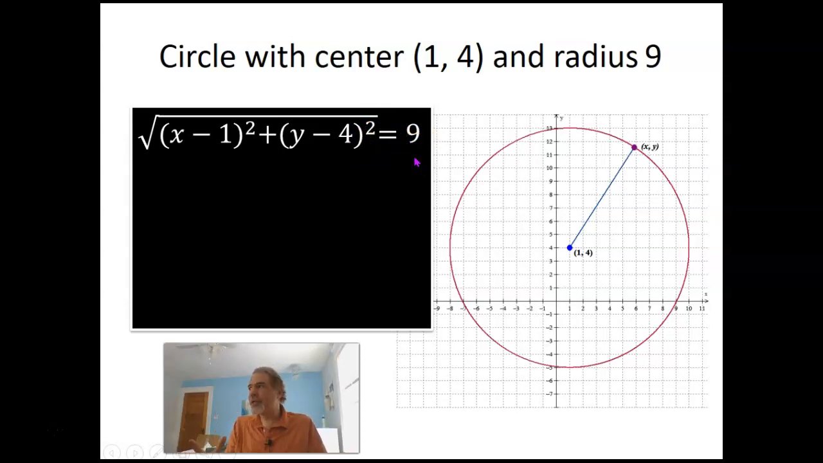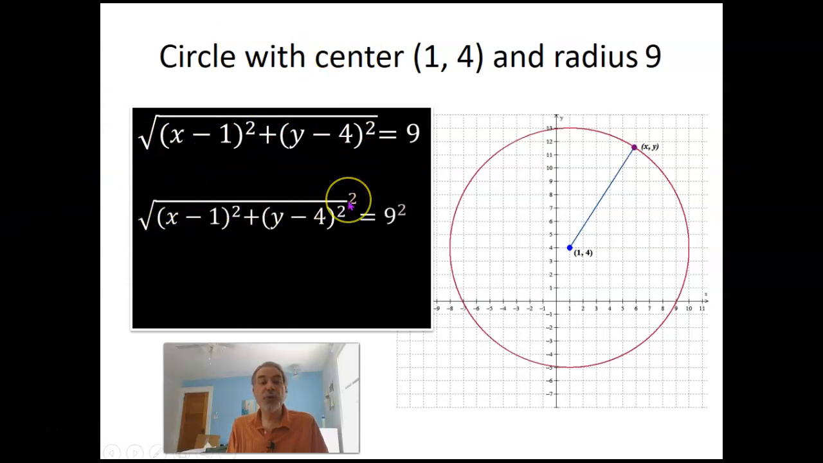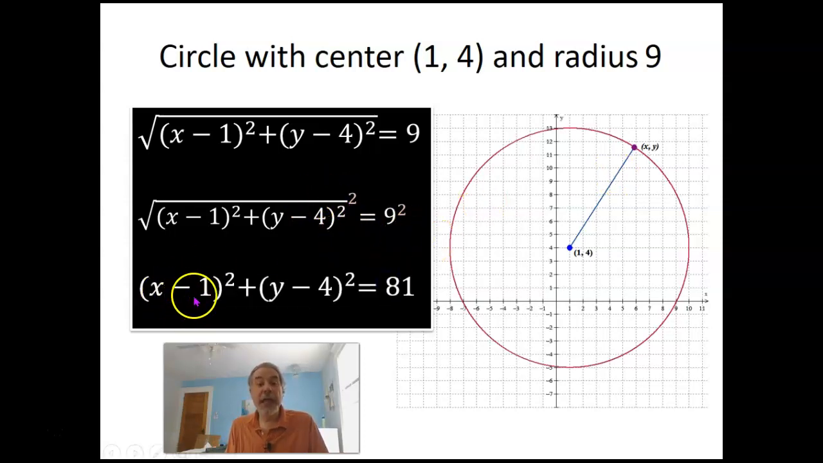And we could just stop right there and say, okay, that equation defines that circle. But to make it look a little prettier, let's get rid of the radical sign by squaring both sides. Squaring just undoes the square root, so then we have just (x minus 1) squared plus (y minus 4) squared. And meanwhile, we had to square the other side at the same time. 9 squared equals 81. So the equation for this circle would be (x minus 1) squared plus (y minus 4) squared equals 81.